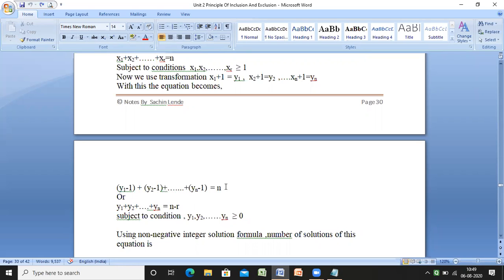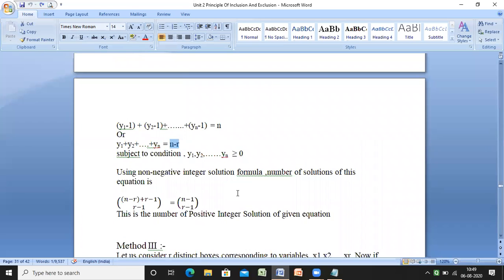So we get y1 plus y2 till yr, and since there are r values, we move the minus 1 terms to the right-hand side, which gives n minus r. That condition is satisfied, and in this way the count is C(n minus r plus r minus 1, r minus 1) equal to C(n minus 1, r minus 1). This is the positive integer solution.